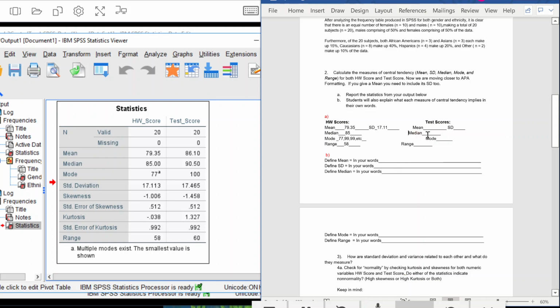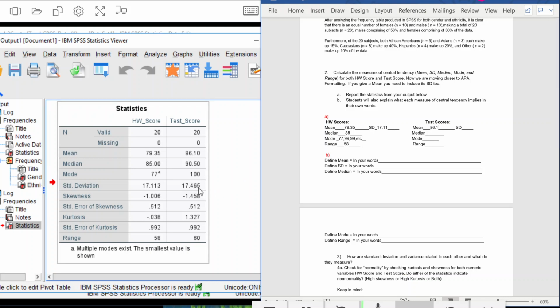Now, let's go ahead and go to this section when it comes to the test scores. And what do we find here? So we have the mean 79.35, or that's for homework score, but for test scores, 86.1.